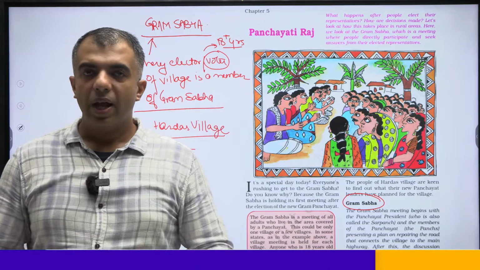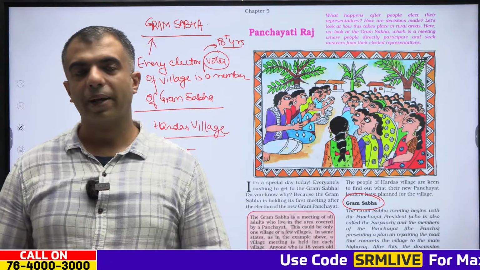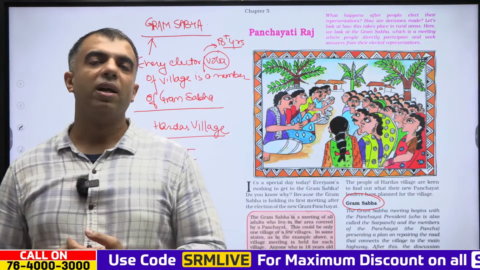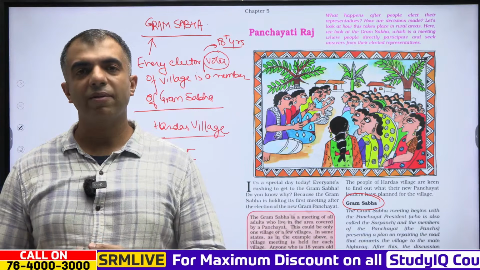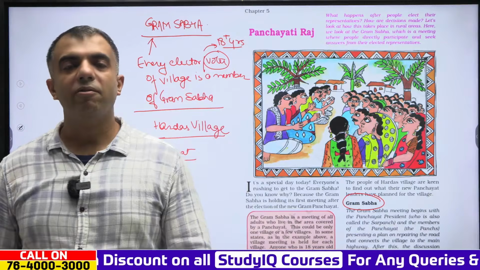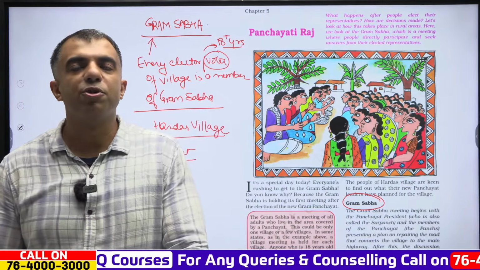ठीक? In India, as we have seen in the previous topic, as the government at the central and the state level is elected for a duration of 5 years, similarly, the government or the panchayat at the village level is established for a duration of 5 years.